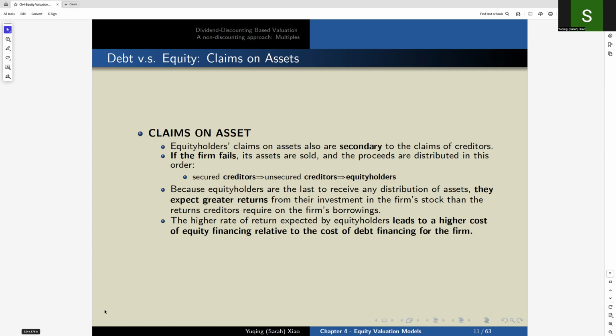This means shareholders are the last in line, which makes their position riskier. But because they bear the risk, they also expect higher returns. That higher required return translates into a higher cost of equity financing for the firm compared to the cost of debt.